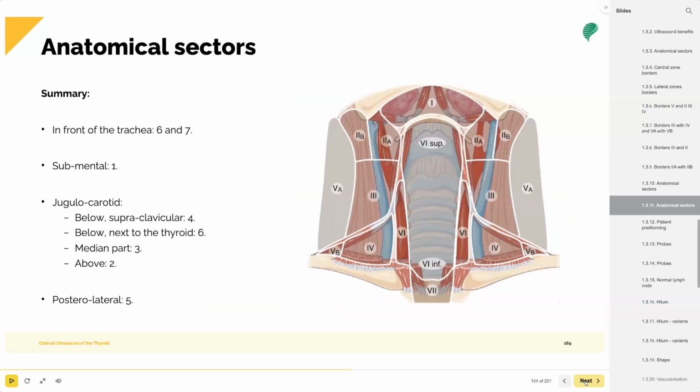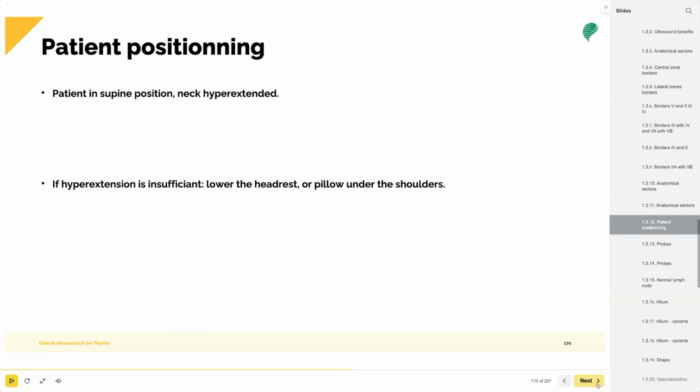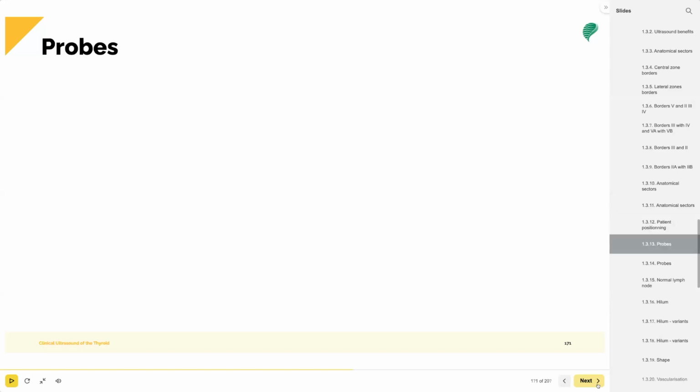These are the anatomical sectors. So just to kind of summarize the anatomical regions, we have sector 6 and 7 in front of the trachea, sector 1 submentally, and the thyroid gland located in sector 6. Regarding the patient's positioning for scanning the lymph nodes, it's pretty much the same as scanning the thyroid. And I would just also always, as usual, make sure that your patient is very, very comfortable.